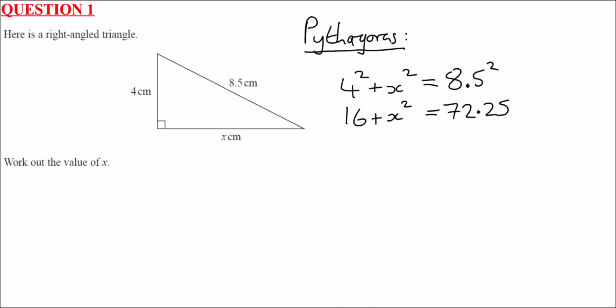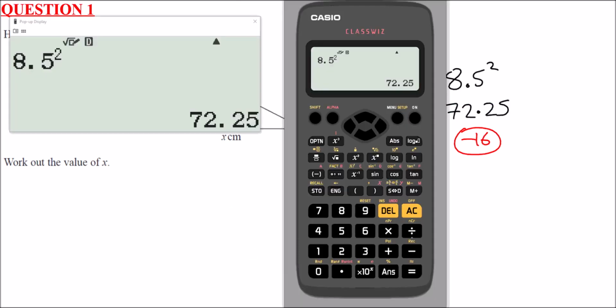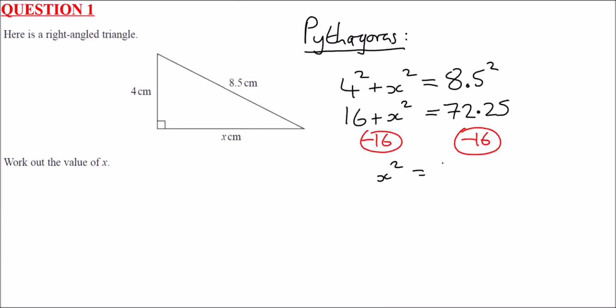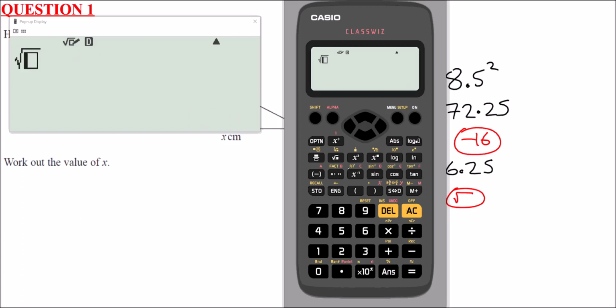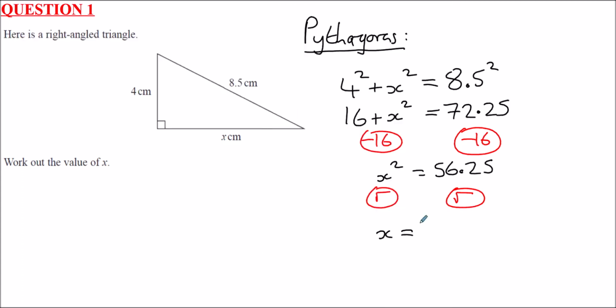We can rearrange this now by taking away 16 from both sides to isolate the x squared on its own. That tells us that x squared must be 72.25 minus 16. If I knock 16 off this answer, that gives me 56.25. That's what x squared is. So what we need to do now is to square root both sides to get x on its own. Therefore, x must be the square root of 56.25. If I type in the square root symbol, then the ANS button, it comes out at 15 over 2, which is 7.5. So the answer we need is 7.5 centimetres.